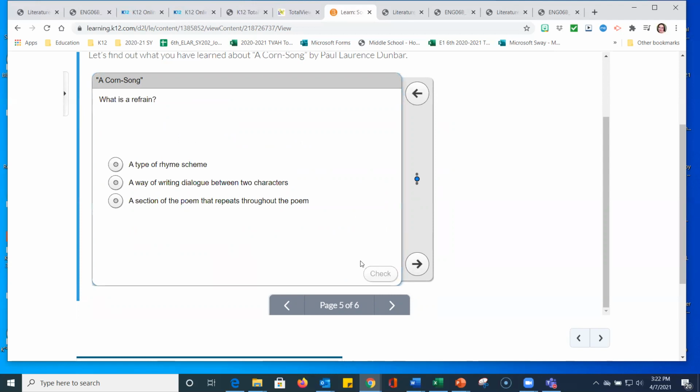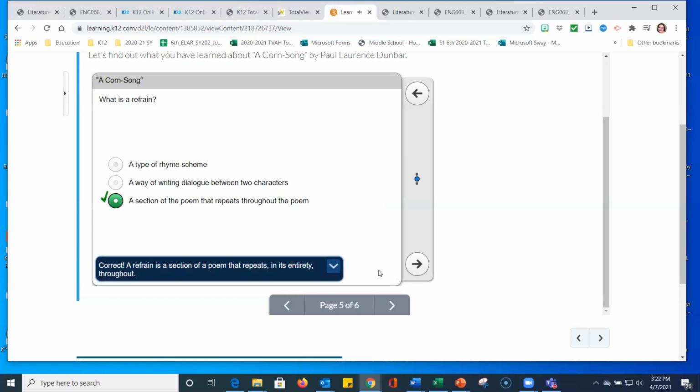What is a refrain? Is it A, a type of rhyme scheme, B, a way of writing dialogue between two characters, or C, a section of the poem that repeats throughout the poem? Click your answer, check your answer. Once you know the correct answer, you can copy and paste that into your review document if you're doing one. Let's see. A section of the poem that repeats. Just like the chorus of a song, a refrain is a section of a poem that repeats in its entirety throughout.